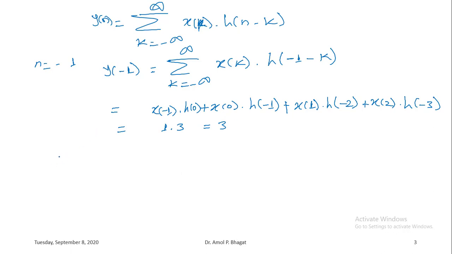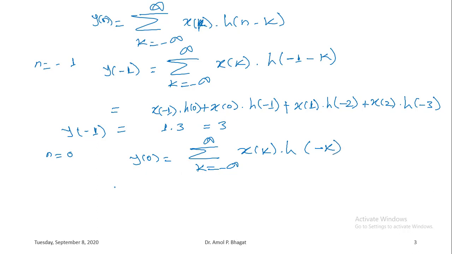Similarly you can identify it for this; this is the value of y of minus 1. Y of minus 1 is 3. Similarly, for the next value you can substitute n equals 0. So you will get the formula y of 0 is equal to summation k equals minus infinity to infinity x of k into h of 0 minus k. That will be minus k.